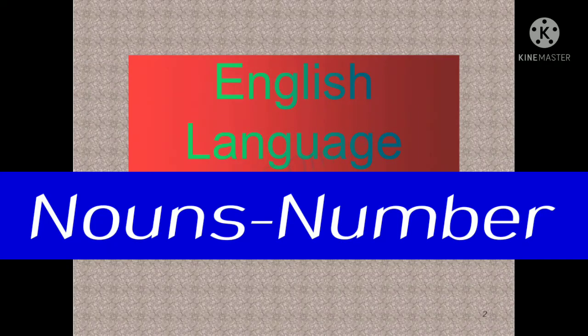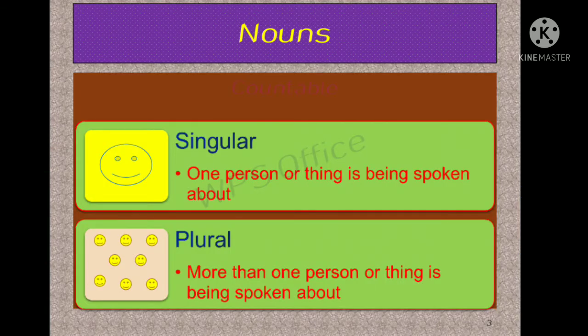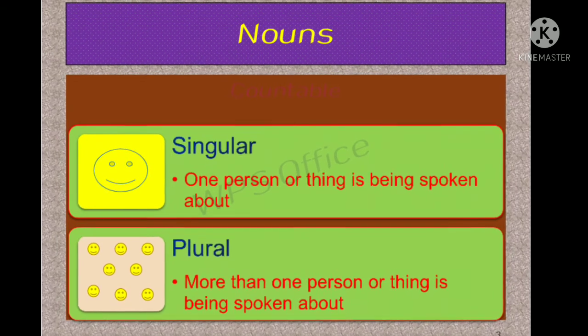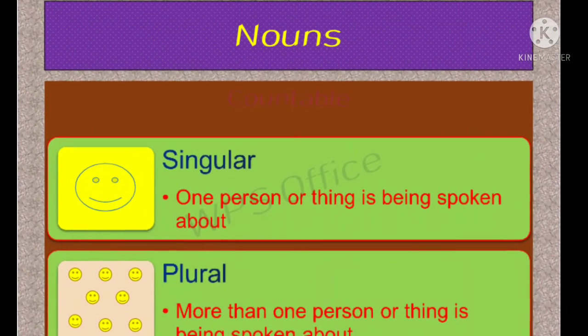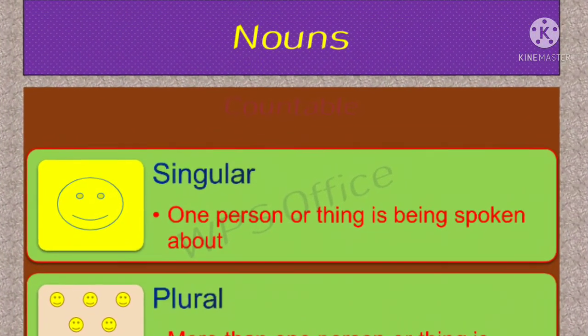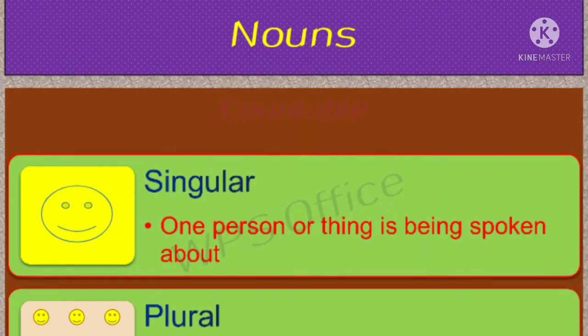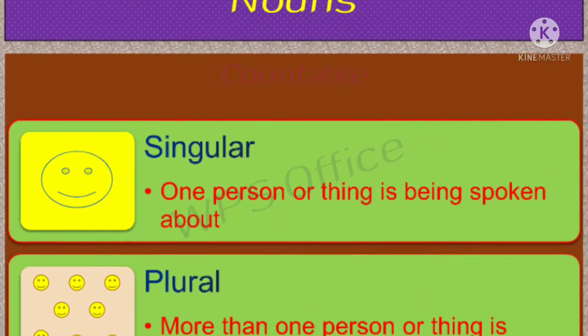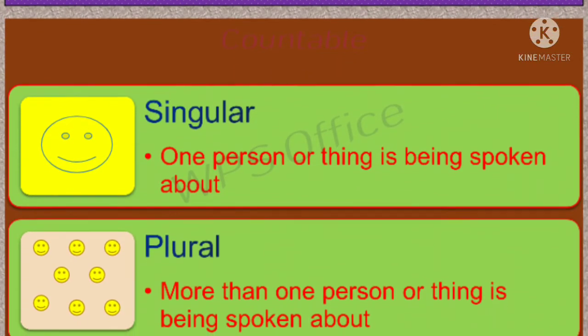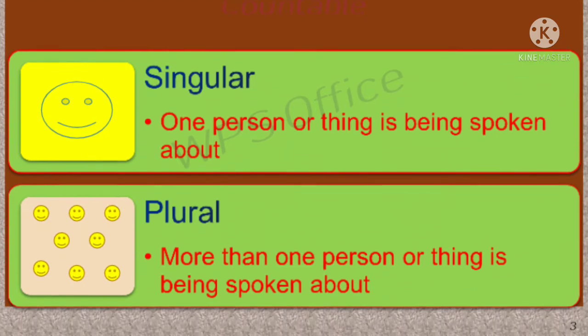In this video, we will learn about nouns, number, that is singular and plural nouns. We have learnt earlier that countable nouns can be singular or plural. So, when we talk about nouns number, we talk about countable nouns. When one person or thing is being spoken about, the noun used is singular, and when more than one person or thing is being spoken about, the noun used is plural.